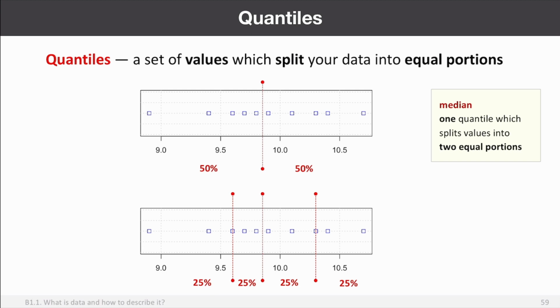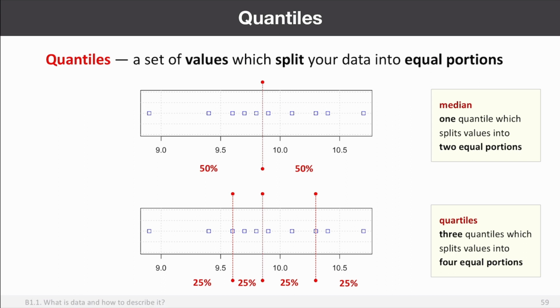These 3 quantiles that split our sample into 4 equal portions, we call quartiles because it's 1/4, right? 25% is a quarter, so therefore we call them quartiles. So it's the first, second, and third quartile: 3 different quantiles which split values into 4 equal portions. But how do we compute quantiles? What's the general way to compute quantiles?